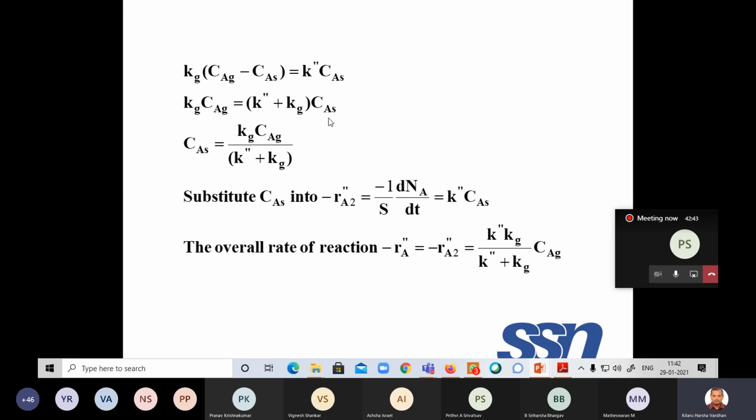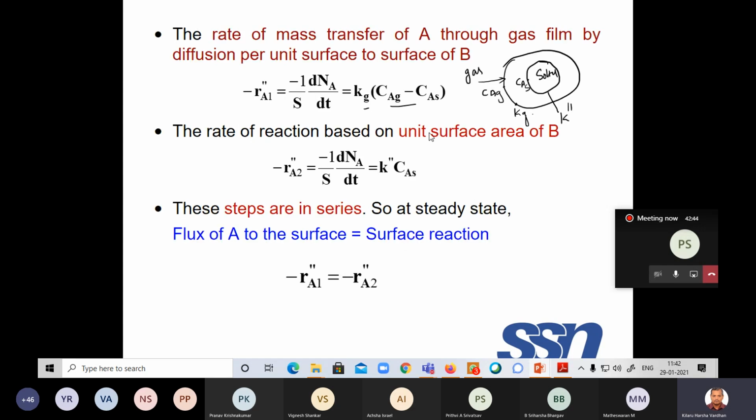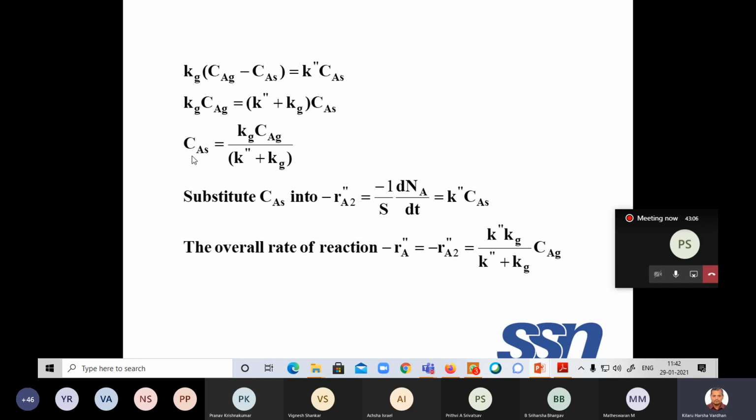But what we want is this one. We don't know the concentration of the gas on the surface. We know CAG, because CAG will be given at the start, the gas concentration. But the concentration of the gas at the surface we don't know. So the unknown is CAS. If you write this unknown CAS in terms of knowns, CAS is equal to Kg CAG divided by K prime plus Kg.